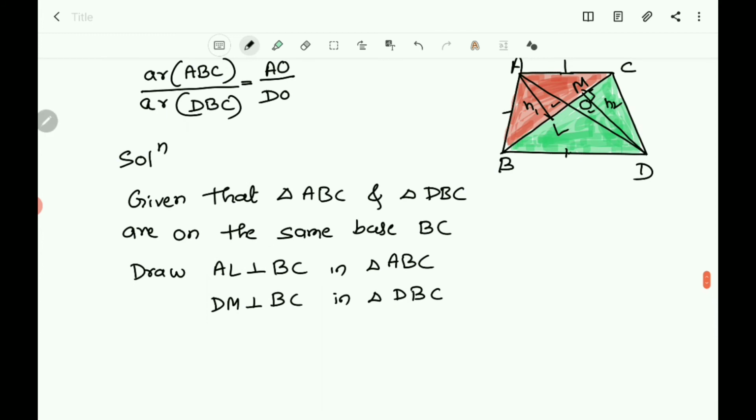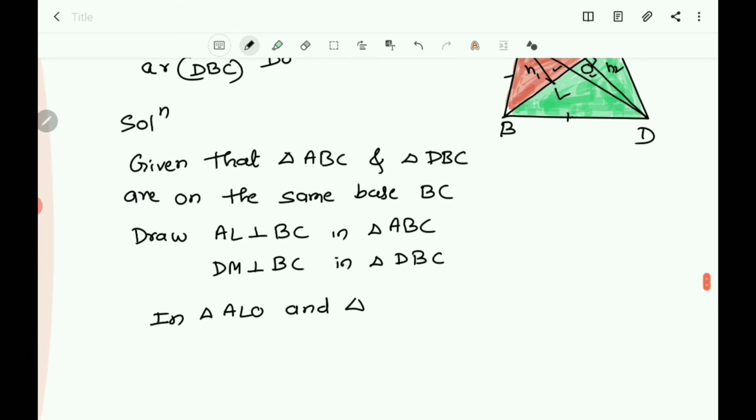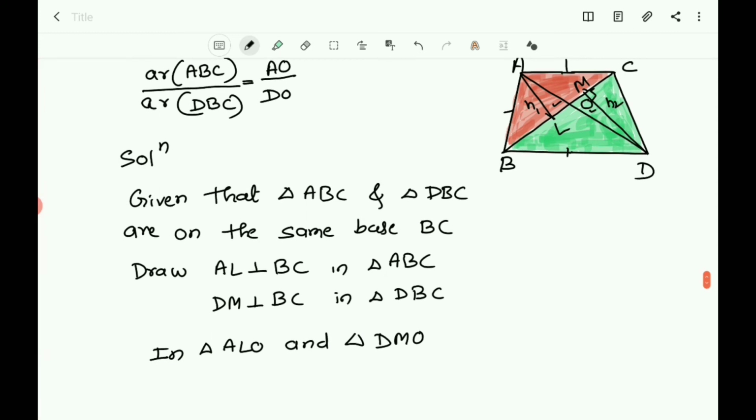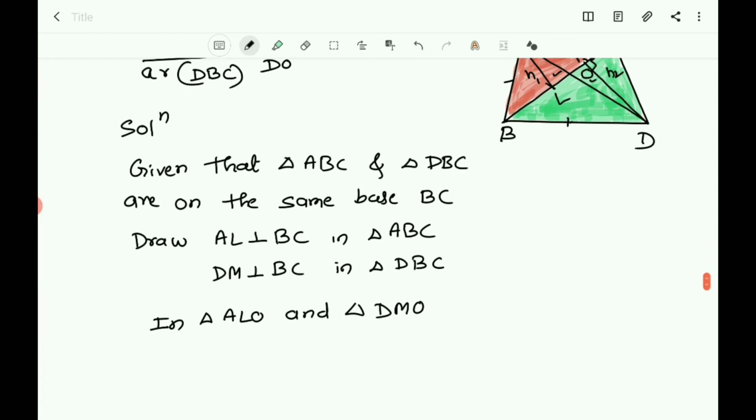Then you take triangle ALO and triangle DMO. In triangle ALO and triangle DMO, you know that AOL and DOM are vertically opposite angles, so they are equal. Angle AOL must be equal to angle DOM. The reason is that they are vertically opposite angles.